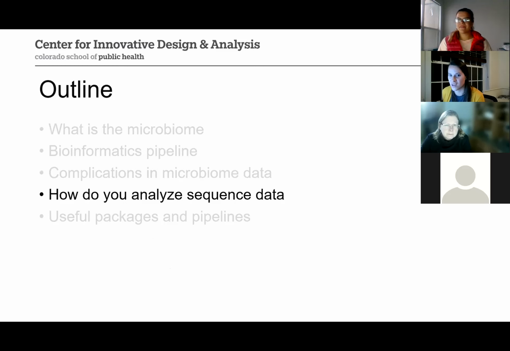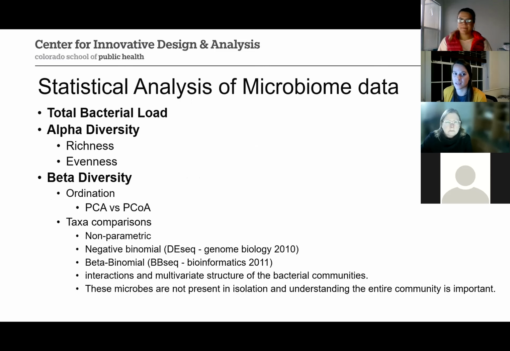So we talked about all of that. How do you actually analyze these things? Well, I like to think of it in 3 different categories. This is kind of the standard as well. So you have total bacterial load, alpha diversity, and beta diversity.